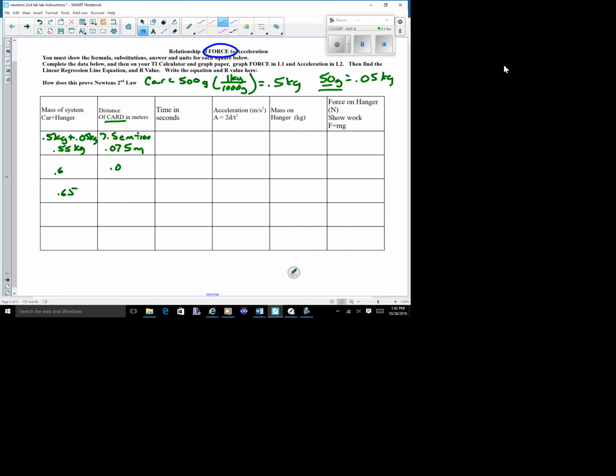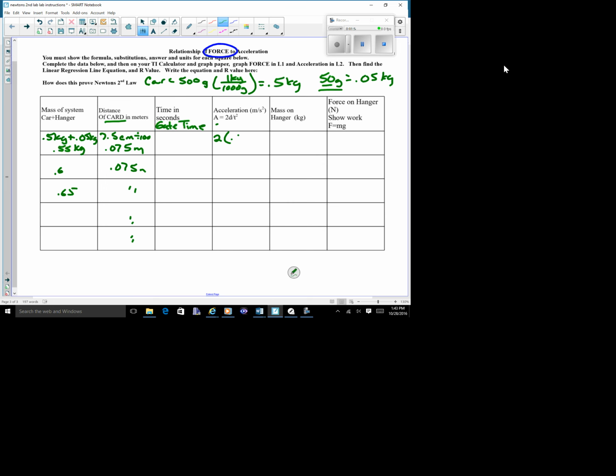The time in seconds, you're going to use the gate time on your computer. Do not use the column that says just time. Make sure you're using the gate time, because the card is going to the gate. On this acceleration right here, you're going to use 2 times the distance. Well, that distance is the distance of the card, so it's going to be 0.075 each time, and then you're going to divide that by the gate time.